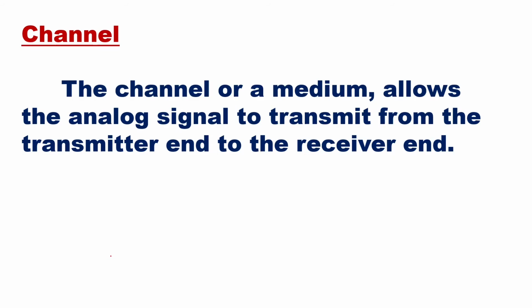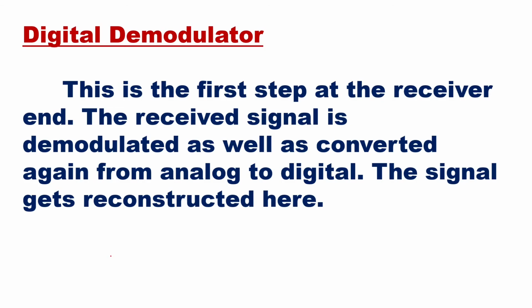Then what is a channel? The channel or medium allows the analog signal to transmit from the transmitter to the receiver end, as we have seen earlier. Then you have the digital demodulator. This is the first step at the receiver end. The received signal is demodulated as well as converted again from analog to digital. The signal gets reconstructed here.